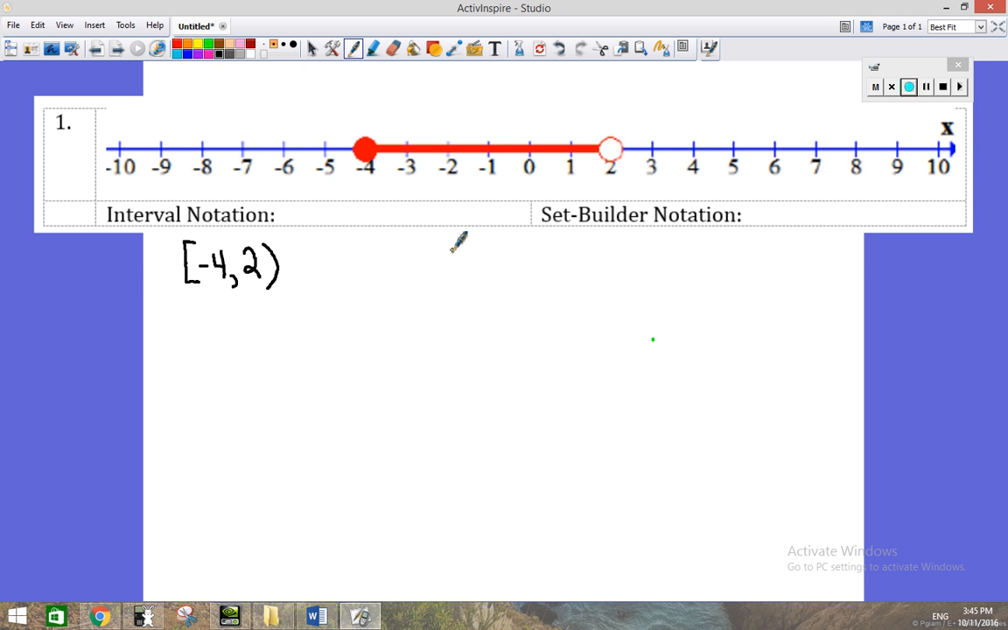For set builder notation, you always have a brace, and it starts out, well, the phone is ringing. I'll have to pause. Alright, I think I'm back.